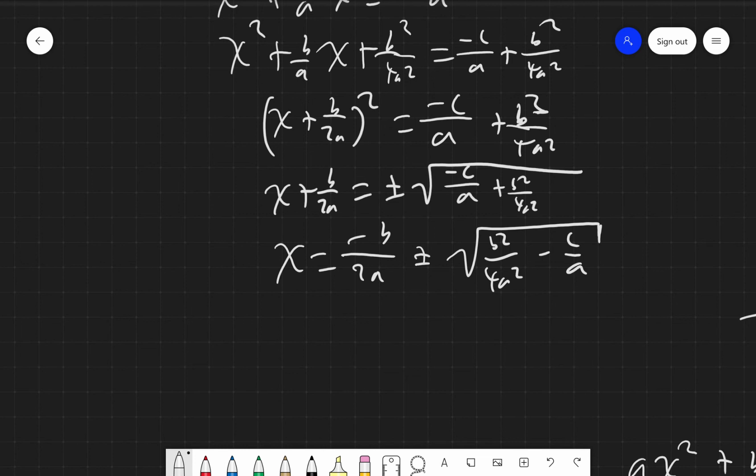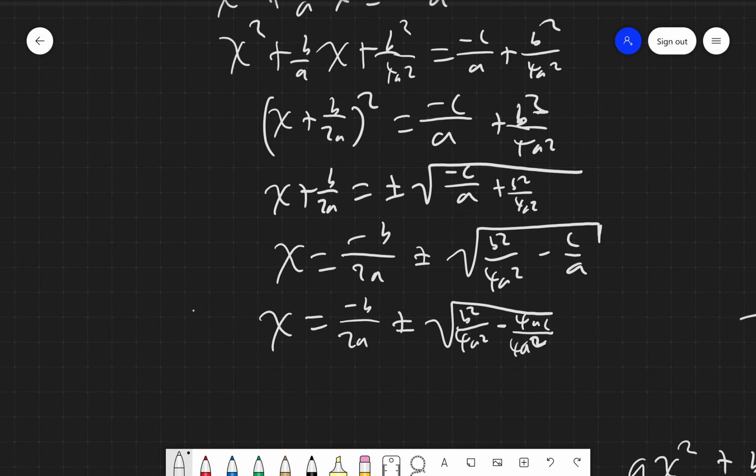We can simplify this a bit to get x equals negative b over 2a plus or minus the square root of b squared over 4a squared minus 4ac over 4a squared, which is equal to negative b over 2a plus or minus the square root of b squared minus 4ac over 4a squared. Notice that if we split this up, the square root of 4a squared equals 2a.